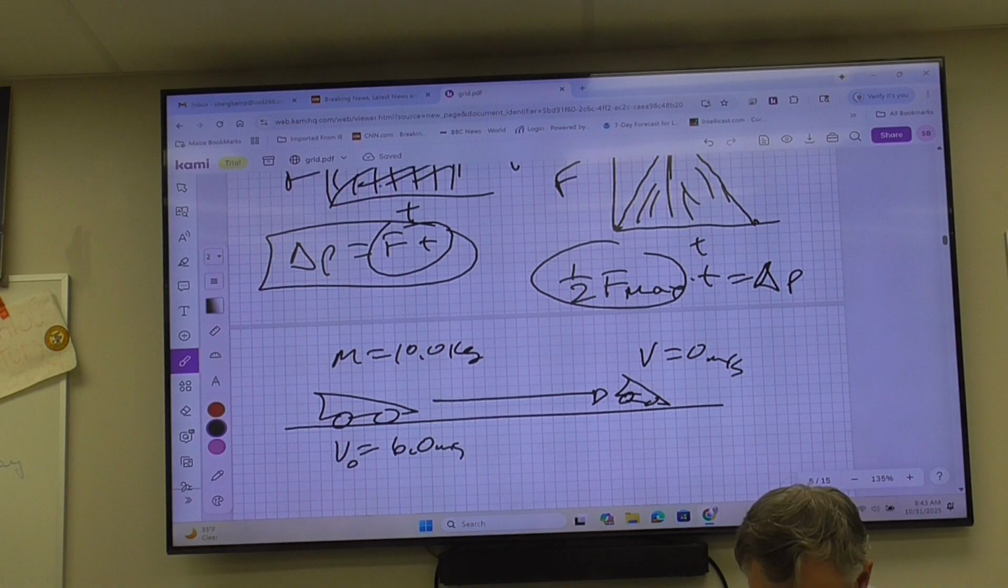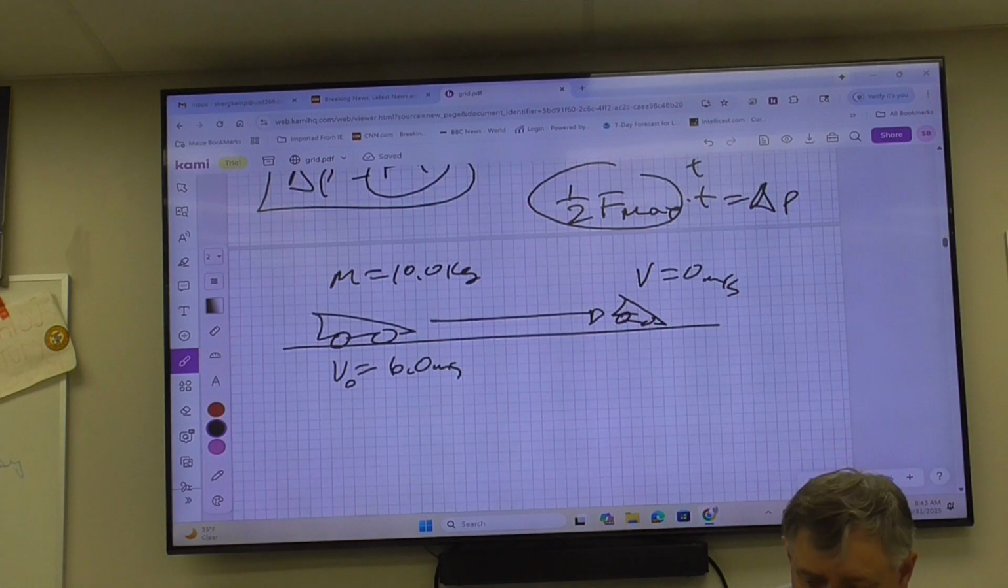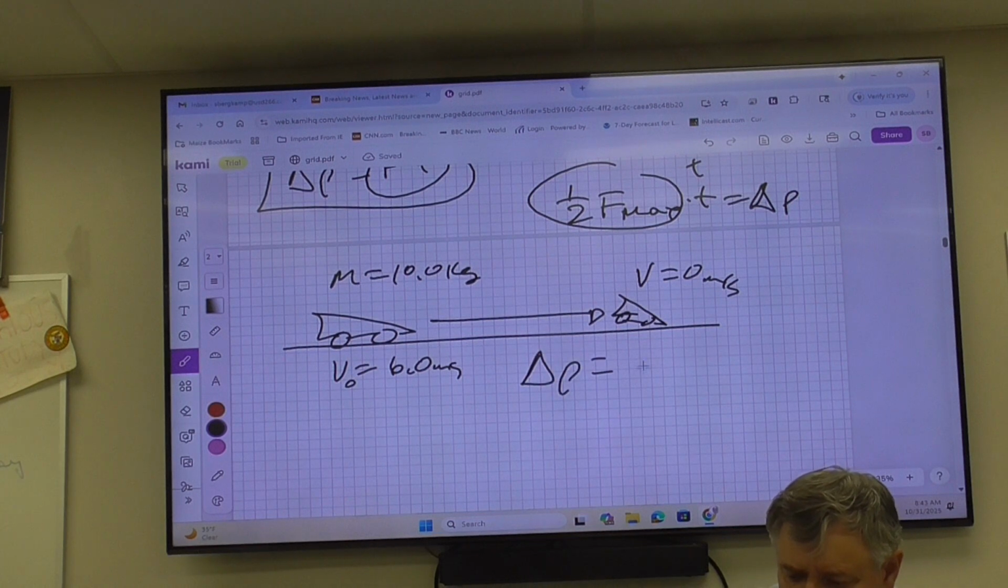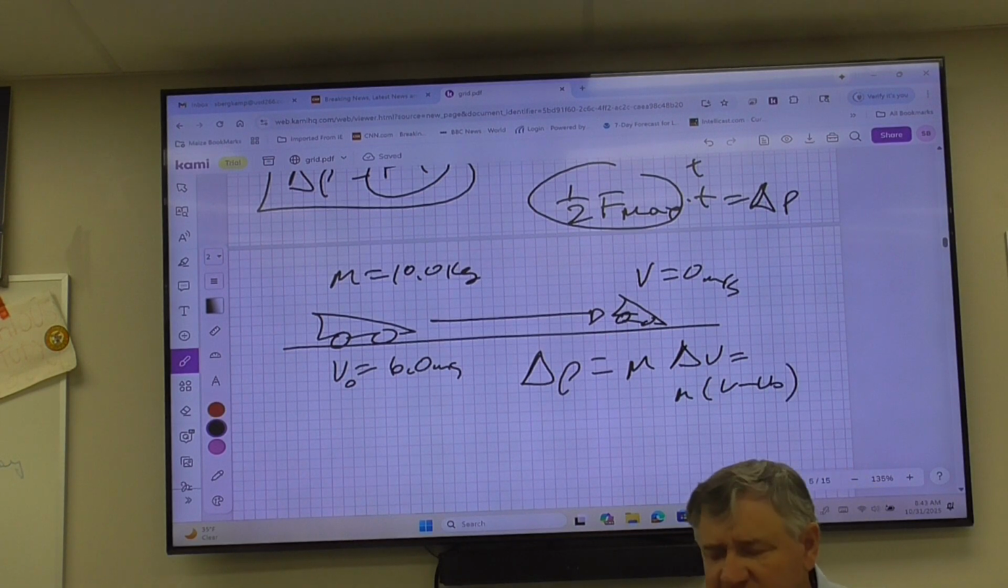Does the momentum of the car change? Yes. Can you find the change in momentum of the car? Do you have enough information? Yes. Because change in momentum is going to be mass times V minus V naught, which is going to be V minus V naught. So 10 times, V is 0 minus 6, so -6.